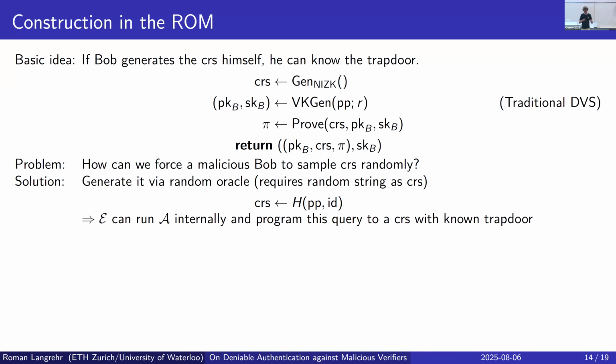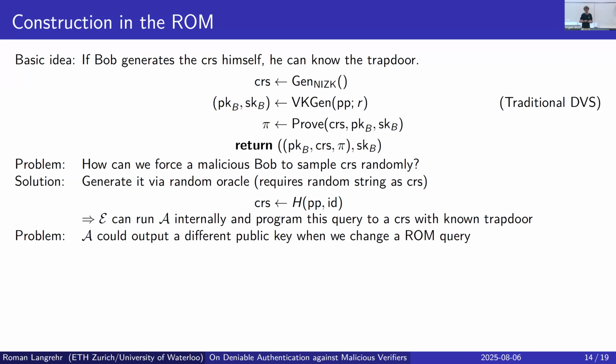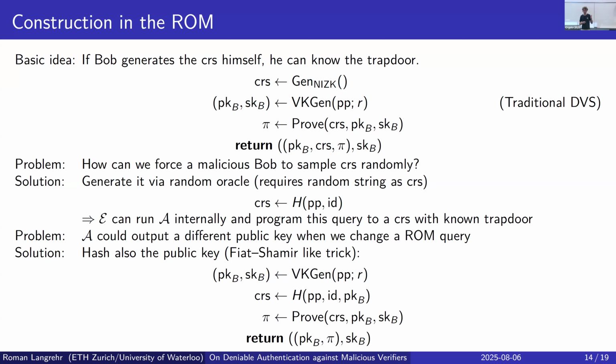And the idea is that now the extractor can run this algorithm A internally and program this random oracle query to a CRS where it knows the trapdoor and then extract from the proof. This still doesn't quite work because the adversary could output a different public key when we change this random oracle query. But we can circumvent this with a trick that's very similar to the Fiat-Shamir transform. And that is basically to just include in the hash function also the public key we are trying to prove. So that's our final construction, and that can be proven secure in the random oracle model.